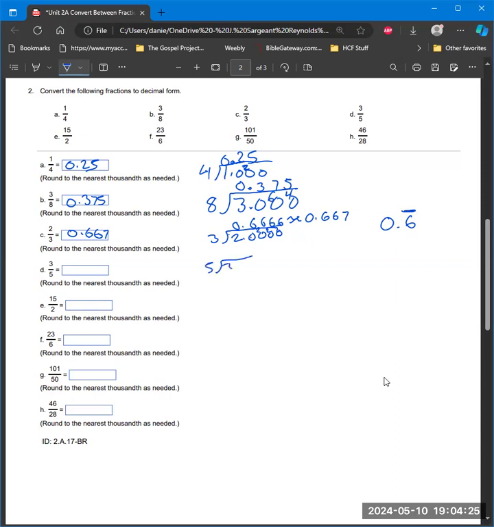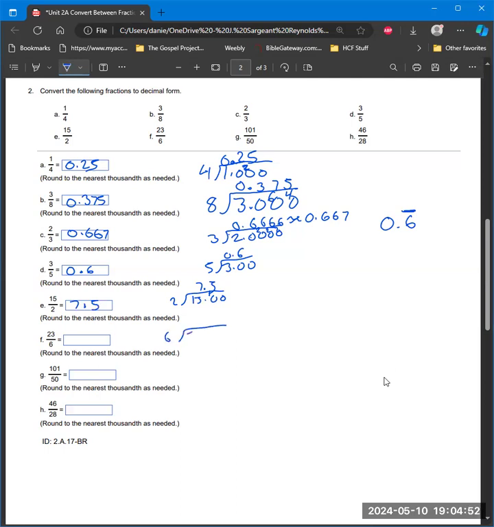5 goes into 3. And 5 goes into 30 6 times exactly, so that's 0.6. 2 goes into 15. 7 is 14, carry the 1. 2 goes into 10 5 times. So this is 7.5.